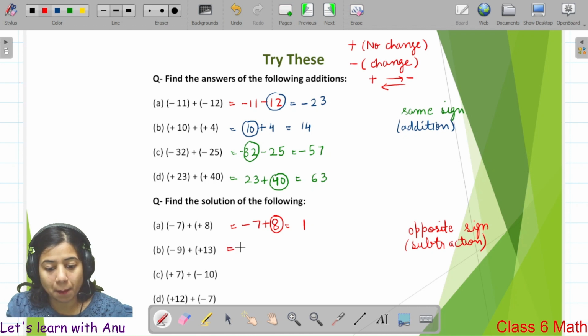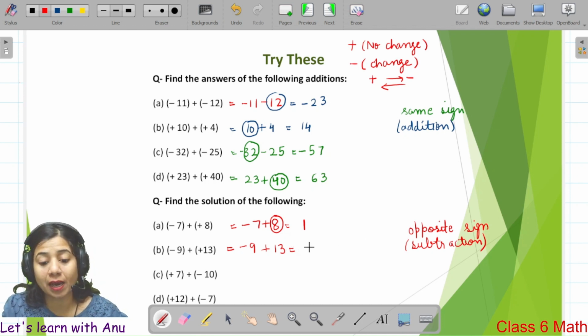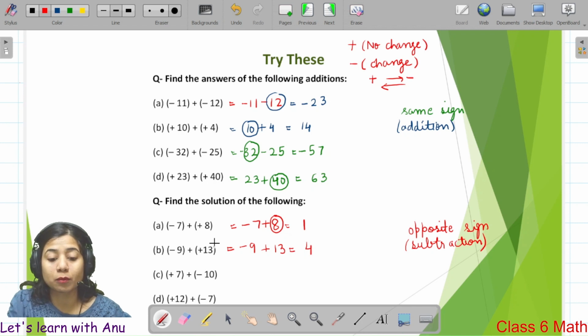B part is -9 plus 13. Again, opposite signs, one is positive, one is negative, so subtraction will happen. The answer is 4. The sign will come off the bigger one, 13 is bigger, so it's positive 4.